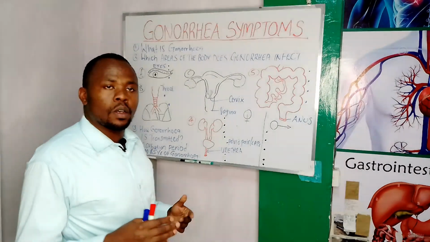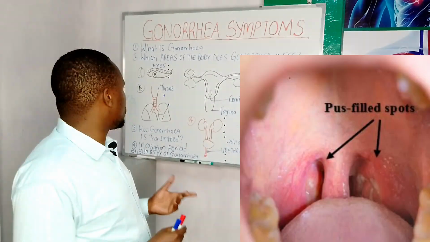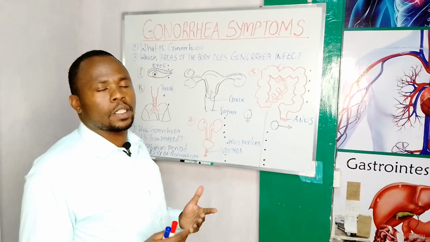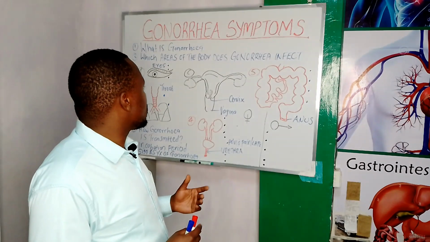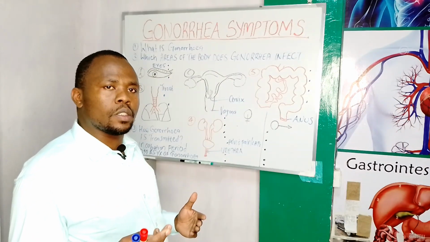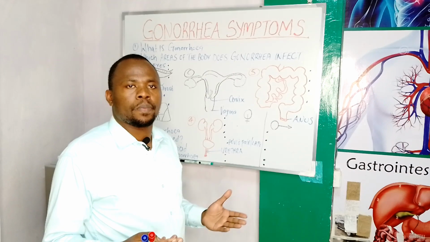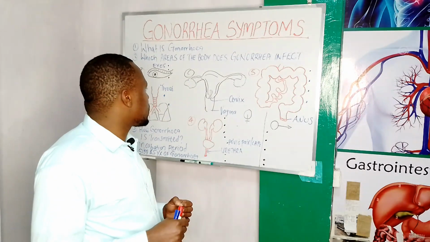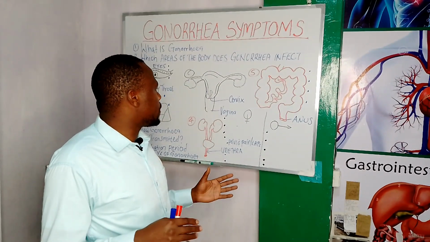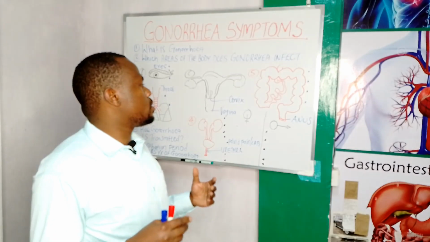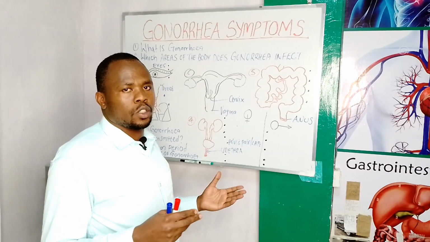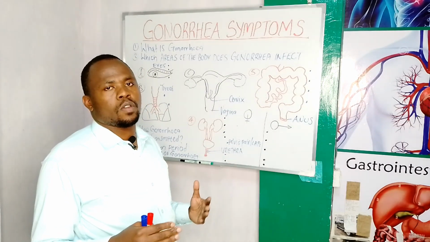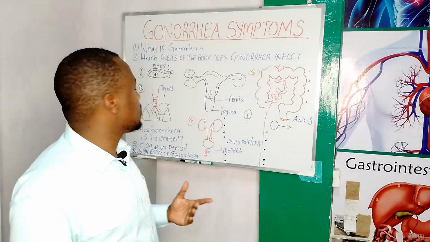Number two, how does gonorrhea affect the throat? Gonorrhea infects the throat in people who practice oral sex. It can infect your throat from doing oral sex with someone who is infected with gonorrhea. Number three, it will affect the cervix, the vagina, and the urethra through sexual intercourse. Number four, it will affect the anus for those who practice anal sex.